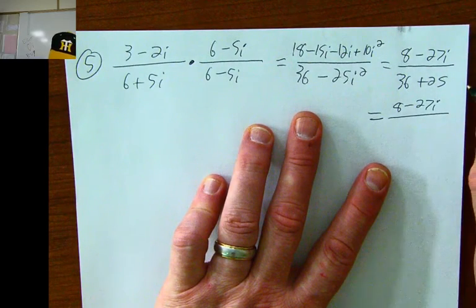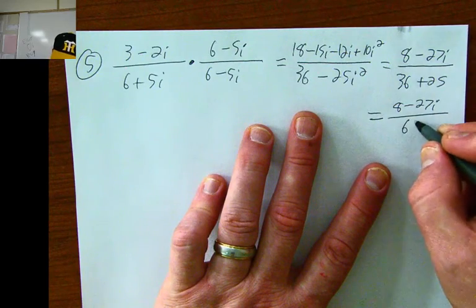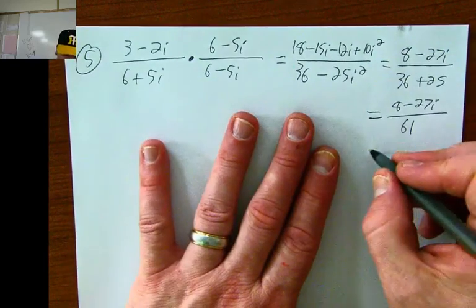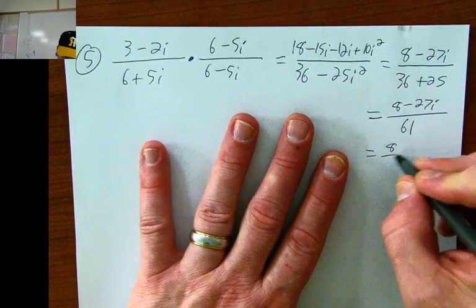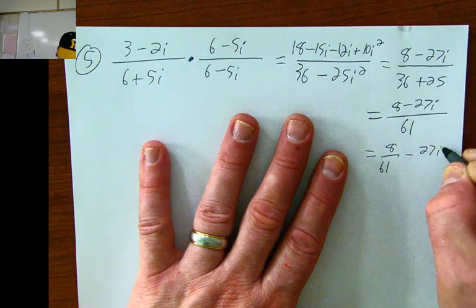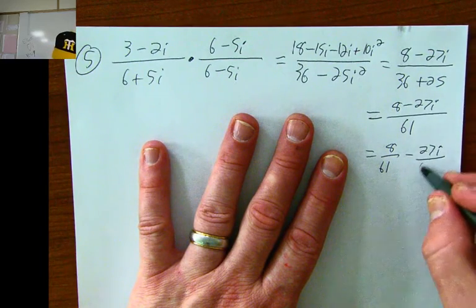is 61. That's not going to simplify. I think 61 is a prime number. So my final answer is 8 over 61 minus 27i over 61.